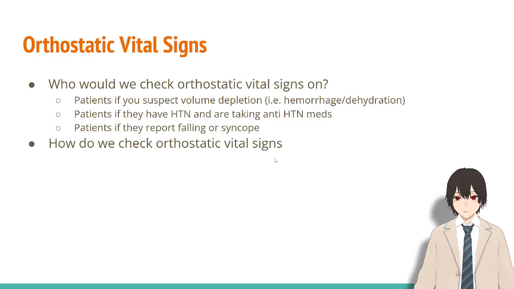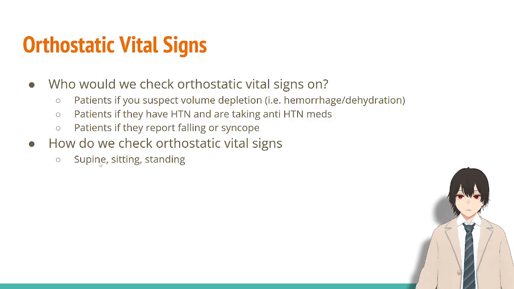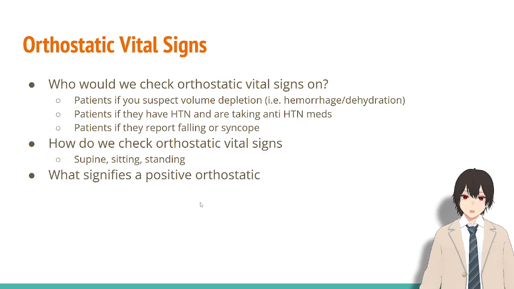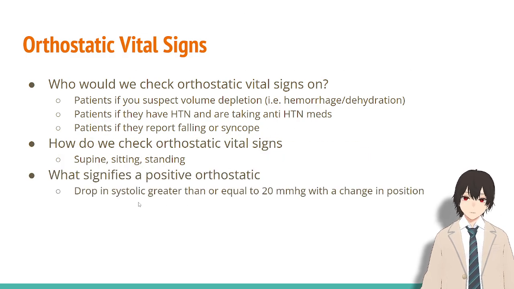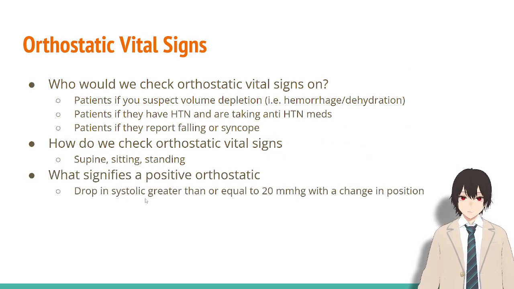So how do we check it, right? I said we check it in 3 positions, and the 3 positions are supine, so when they're laying flat, sitting up in high Fowler's, and standing up, okay? So what defines a positive orthostatic? It's when the systolic blood pressure drops by greater than or equal to 20 millimeters of mercury with a change in position.